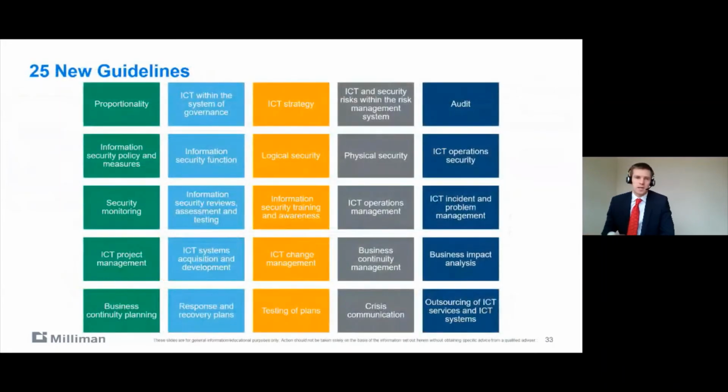So some of the topics that do get included in it, there are 25 new guidelines within the paper. Some of the key ones: one is that there's going to be a new policy that you have to create, an information security policy and measures. You probably have a policy on these items already, but I suppose we're upgrading it to policy with a capital P.